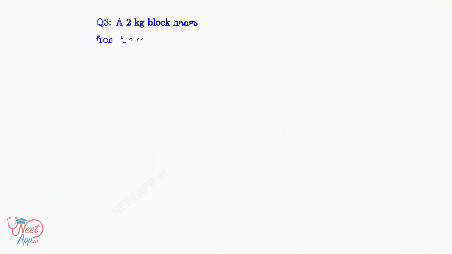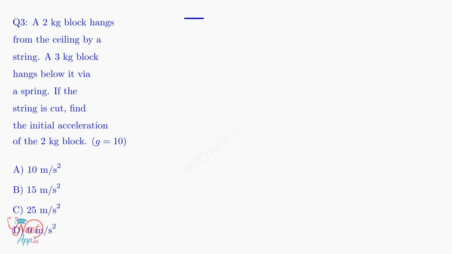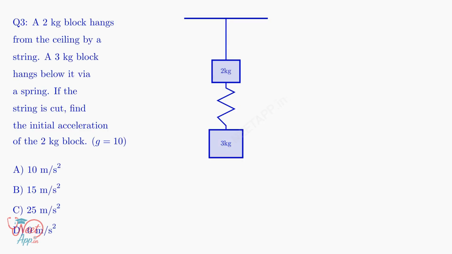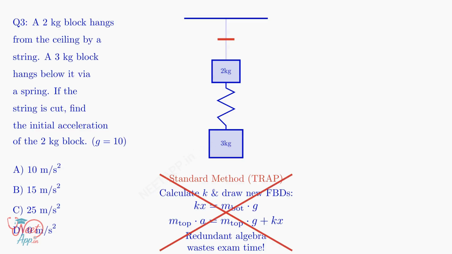Question 3 is the classic spring snapping problem. A 2 kg block hangs from a string and a 3 kg block hangs below it from a spring. If the top string is cut, what is the initial acceleration of the 2 kg block? Let's visualize the ceiling, the string, the 2 kg top block, the coiled spring and the 3 kg bottom block. Suddenly the string is cut. The standard textbook trap: calculating the spring constant, drawing new free body diagrams for the exact millisecond and setting up restoring force equations. It's too slow.